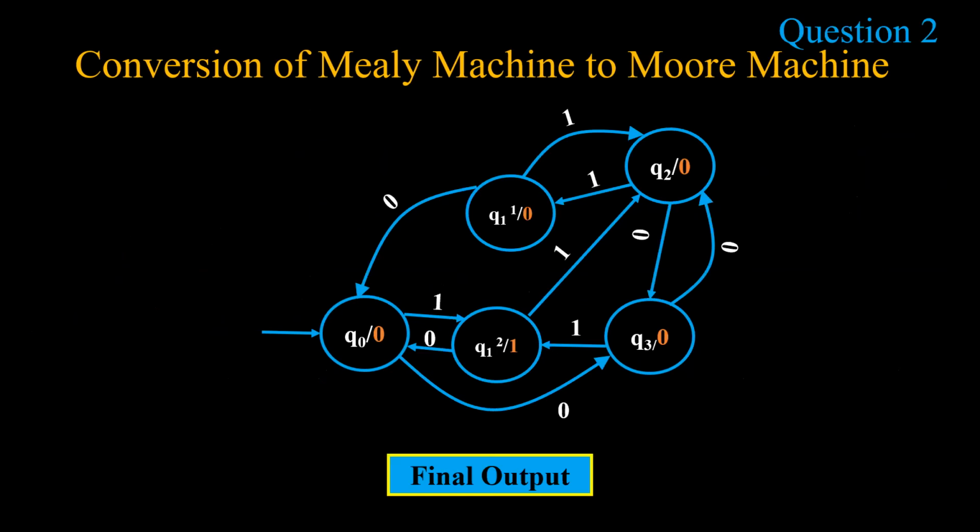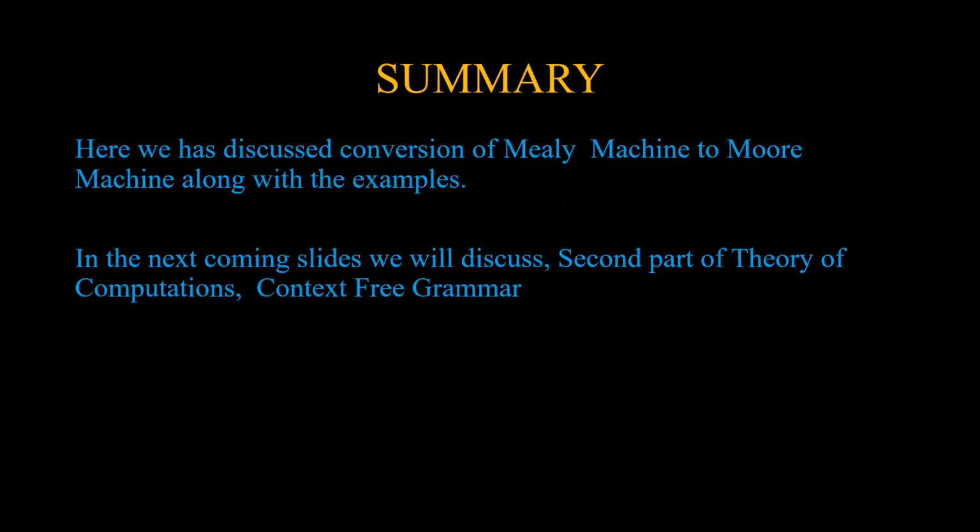You may come across some examples in which instead of one state, you might have to split two states. The process which will be followed is the same as it is followed for the Q1 state. We will divide both the states into two parts. Out moves will be copied to both states, and then in moves will move to the corresponding states. So we can summarize that here we have discussed conversion of Mealy machine to Moore machine along with two examples.